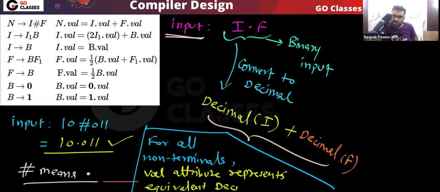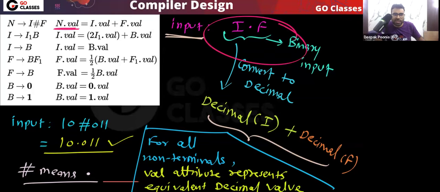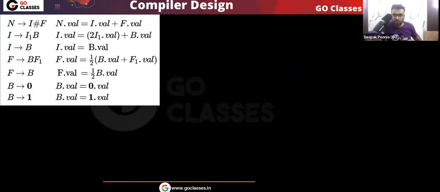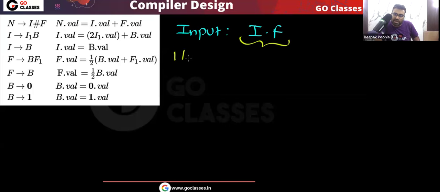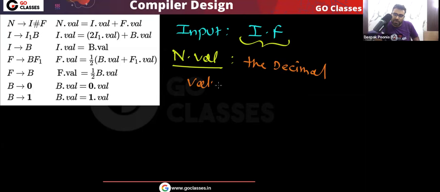Equivalent decimal value. So for example, this n dot val will represent the decimal value for the entire input. For the entire input, what is the decimal value? You can see this n dot val. Of course, your input is I dot f, this is your input. Now remember this n dot val, it represents the decimal value for the entire input.